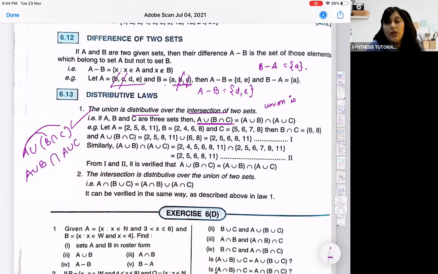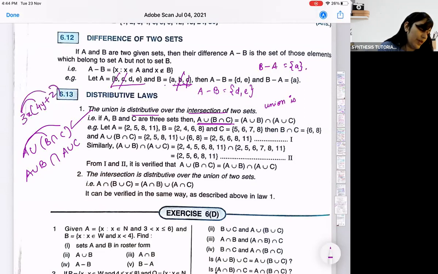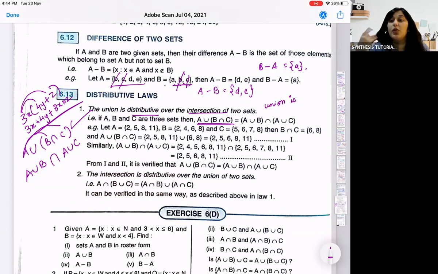This is very similar to, let's say, if you were doing something like this, 3x (4y plus z), तो क्या करोगे? 3x into 4y plus 3x into z बराबर है, सिमिलर है ये. So this distributive, it's very similar to multiplication is distributive over addition or subtraction in the same way. So it's that kind of a thing.